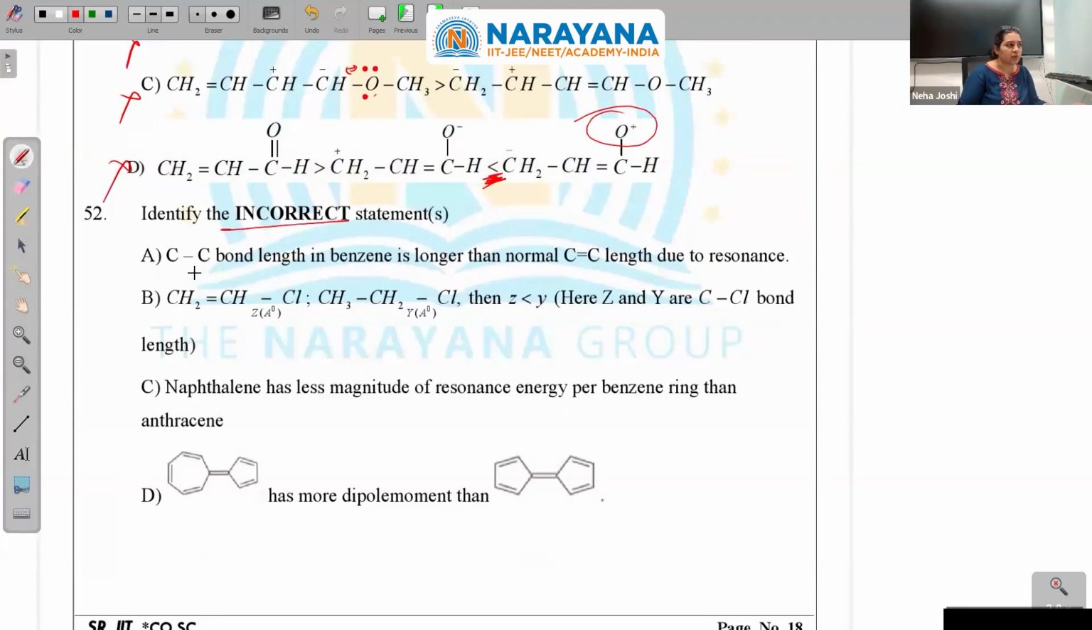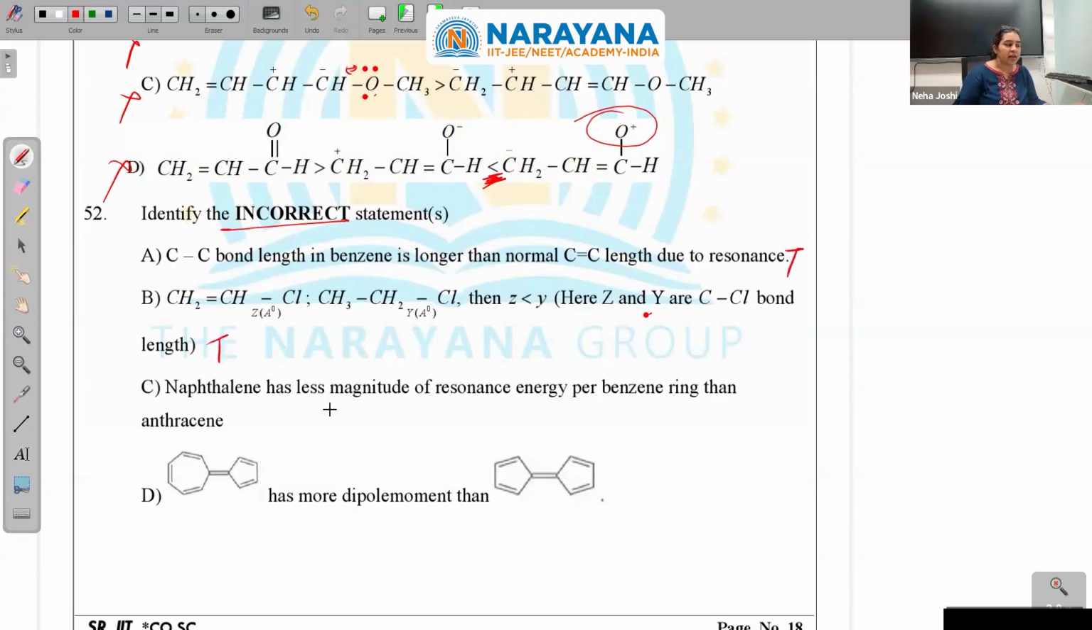Identify incorrect. So wrong statement: the C-C bond length in benzene is longer than the C=C length due to resonance. This is correct, so this cannot be the answer. Z and Y, then Z is less than Y. Here Z and Y are the bond lengths. This is also correct. This is a true statement.